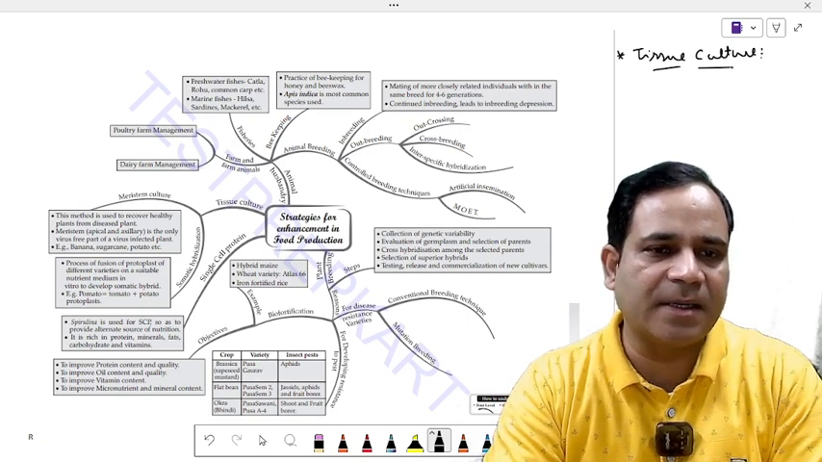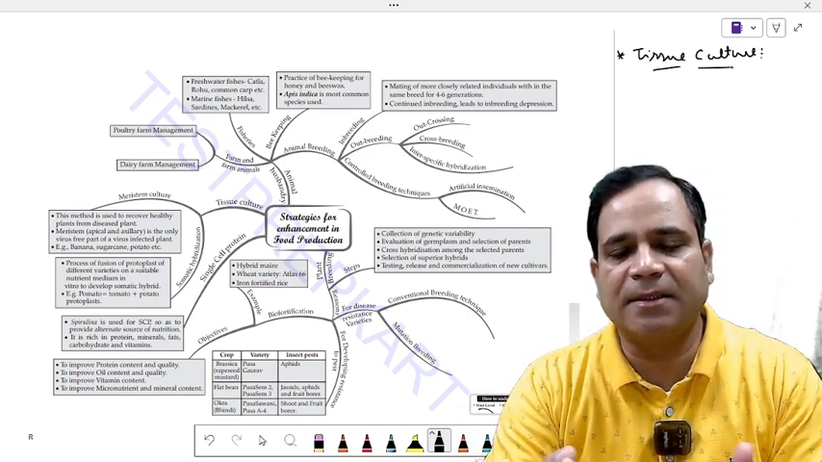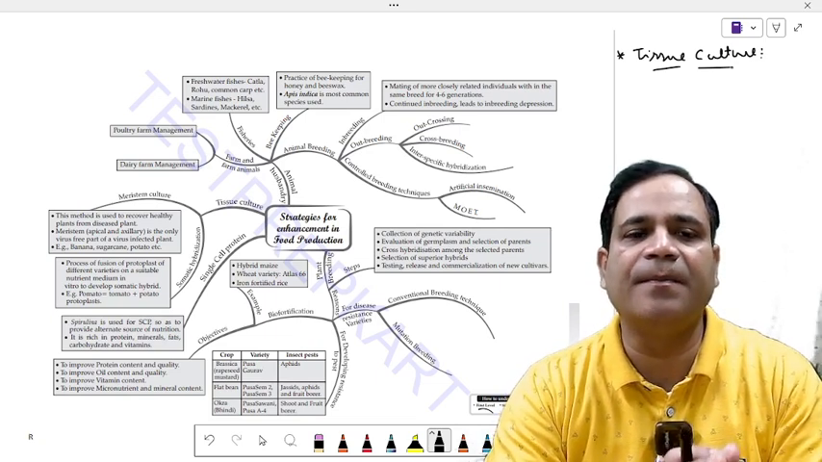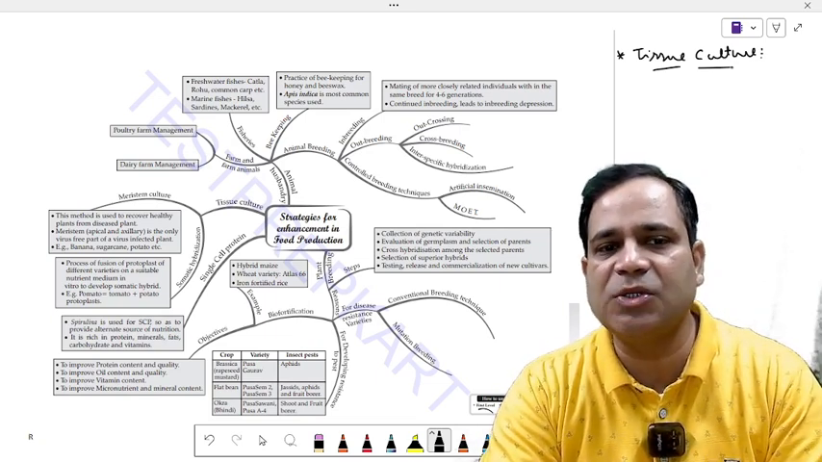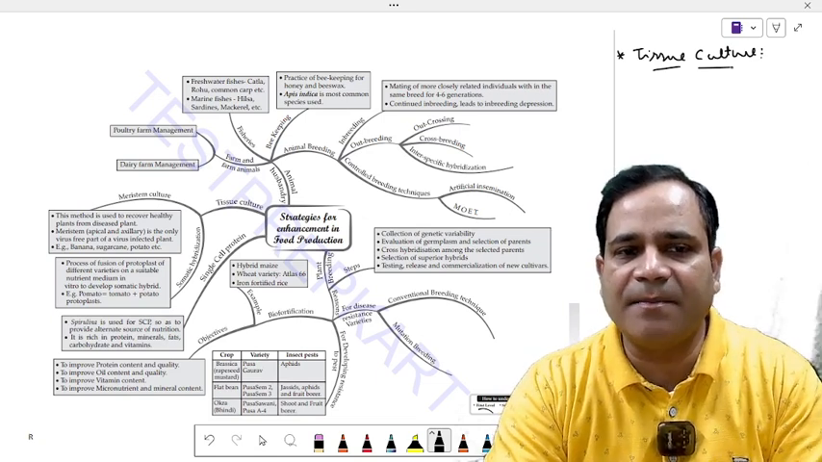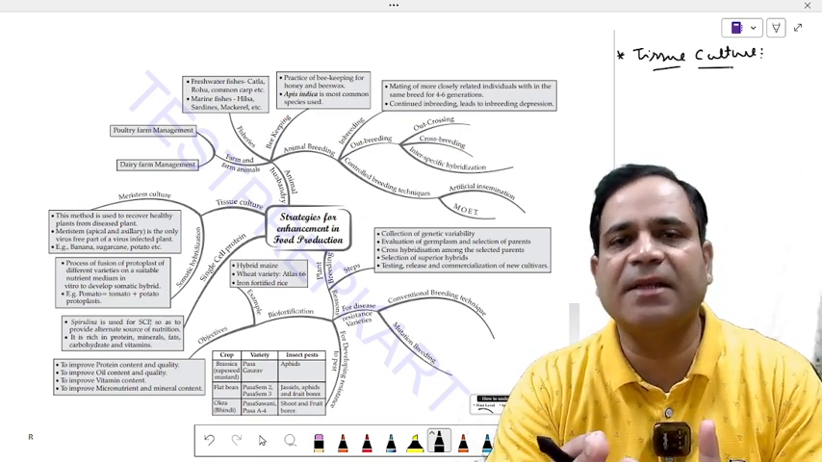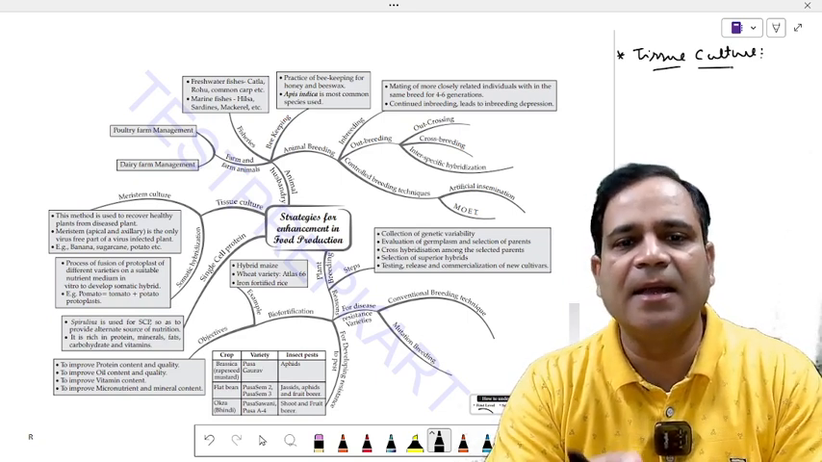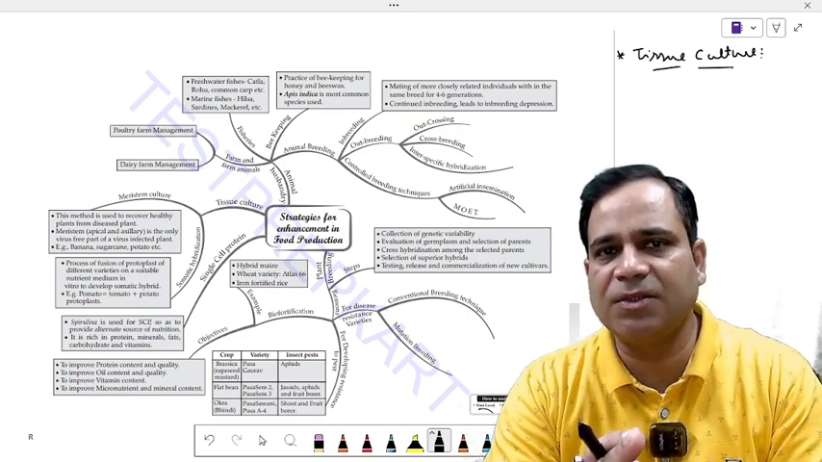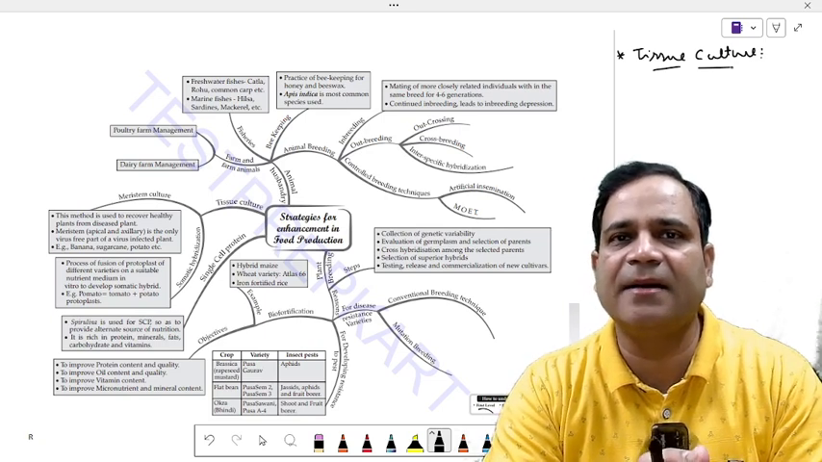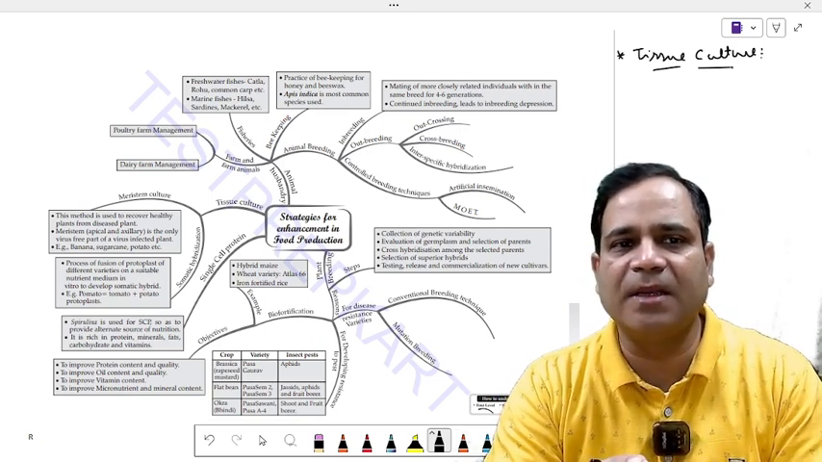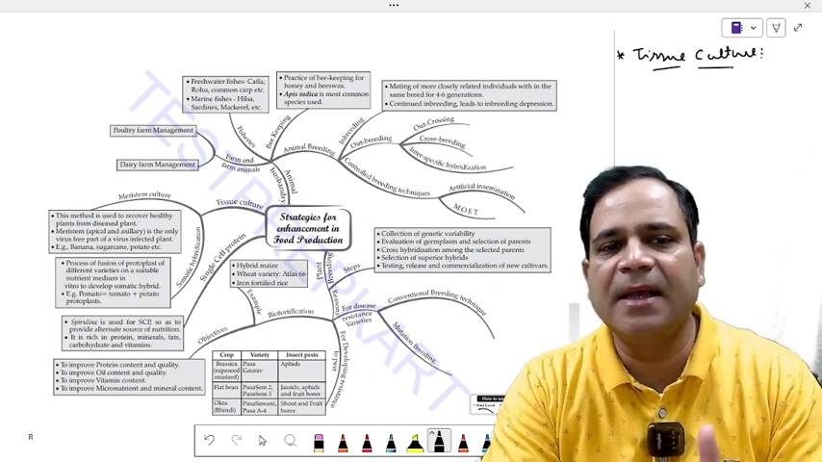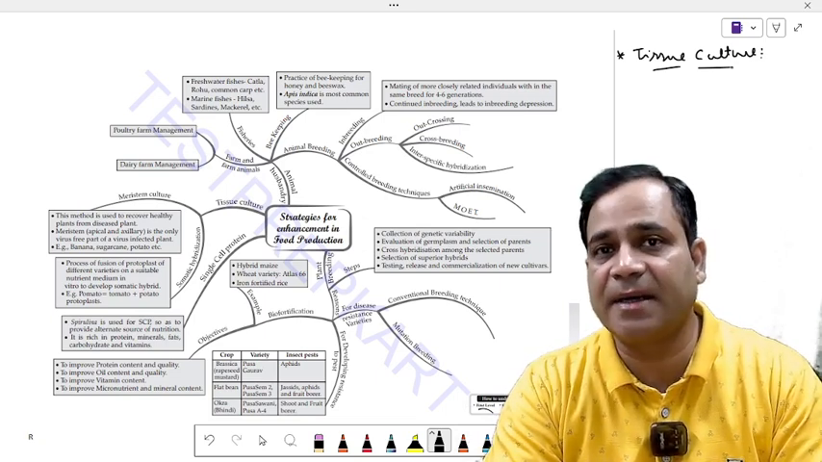I'm going to repeat here. It means that tissue culture is done by two methods. One is meristem culture, and the second one is somatic hybridization. Whenever I'm talking about tissue culture, there are two ways we proceed: first is meristem culture, and second is somatic hybridization.